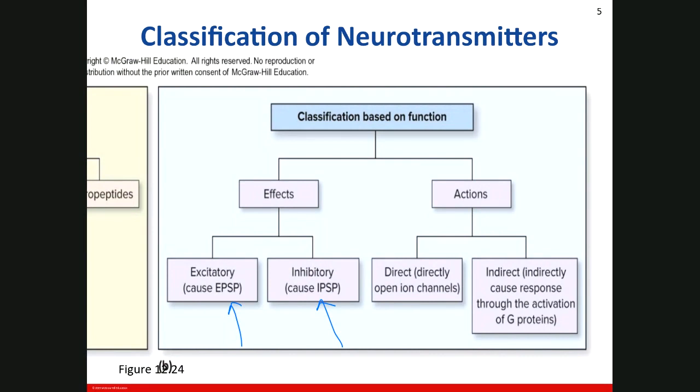Some of the neurotransmitters can work directly. It means that the neurotransmitter directly binds to the receptor of the target cell and opens the ion channels. Some of them work indirectly. The neurotransmitter binds to a receptor that activates a second messenger. So we need something in between the neurotransmitter and the channel which becomes open. This part which is located in between is called G protein. So we have different types of neurotransmitters based on their function.